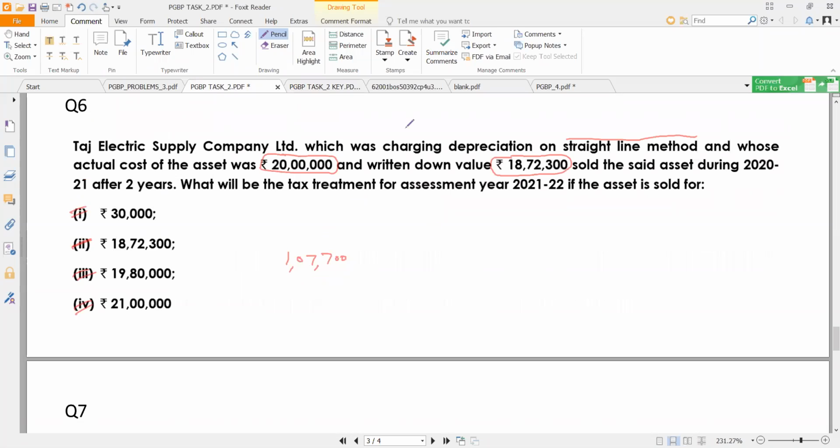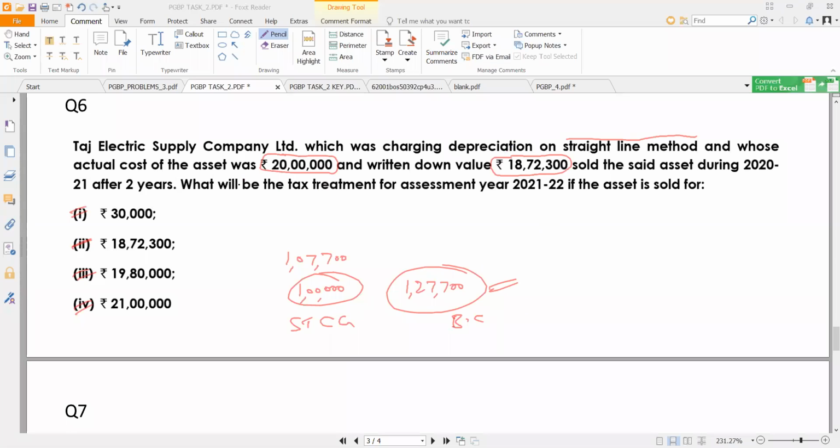In this case, first thing first, directly 1 lakh is capital gain, because 21 lakhs minus 20 lakhs. Over and above the cost of the asset, whatever it is, that is capital gain. And how much is the difference between 20 lakhs and 18,72,300? In other words, how much amount was already charged as depreciation earlier? In other words, how much amount was already allowed as deduction earlier? Now, since that situation has reversed, it should be taxable. And that amount is 1,27,700. So this is short term capital gains, and this is balancing charge.